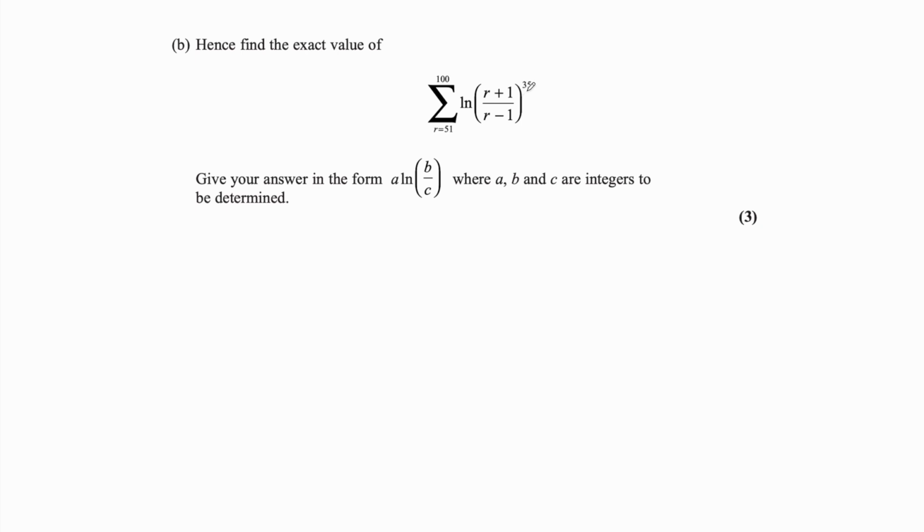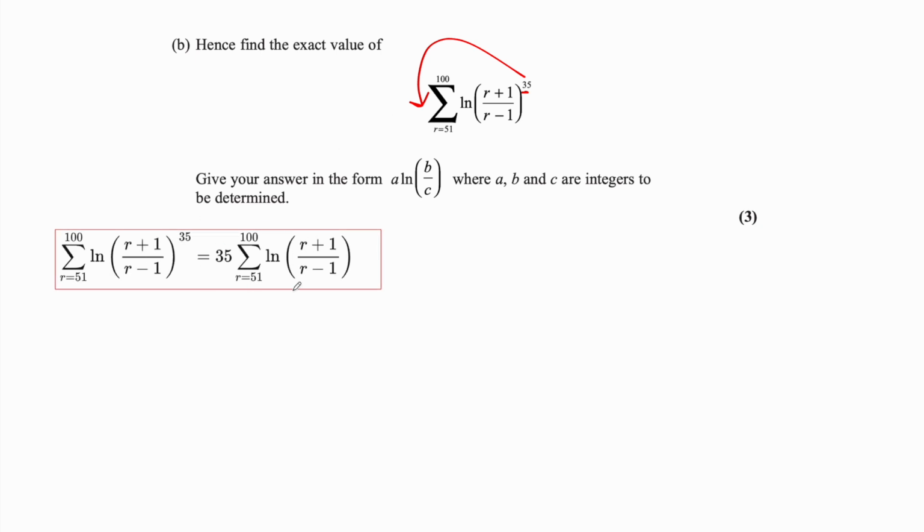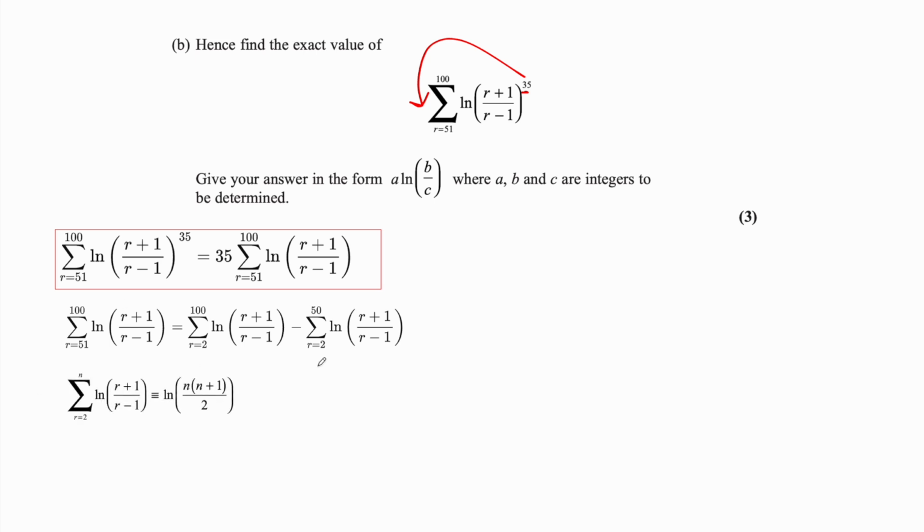So we've got 35 as a power here, so we can actually bring this to the front. So we can rewrite this like this. And then to work out the sum of the terms starting from 51 all the way to 100, we need to do the sum of all the terms to 100 minus the sum of all the terms up until 50. So we can do that, and we can start from 100, and we use this from earlier.